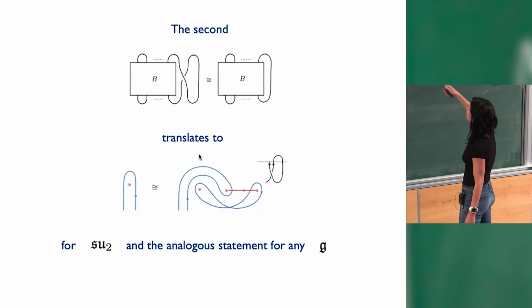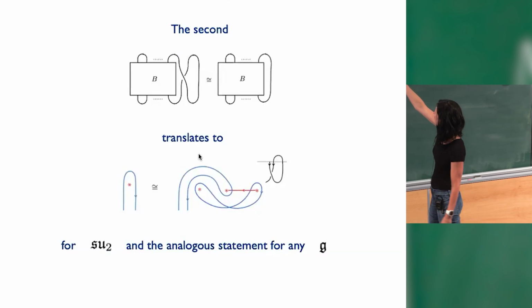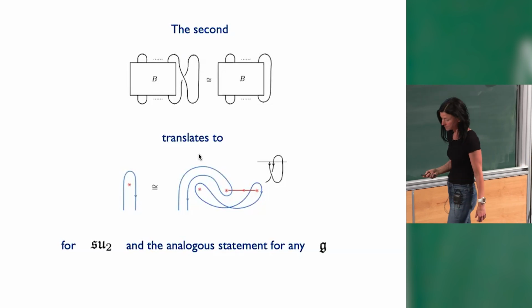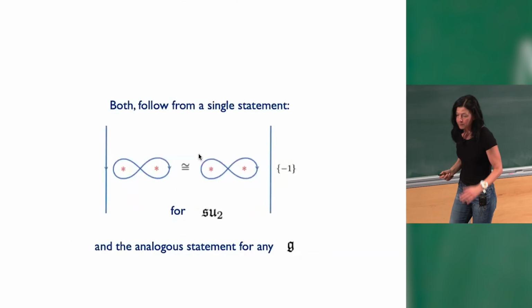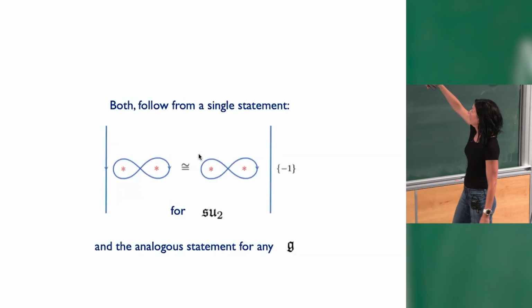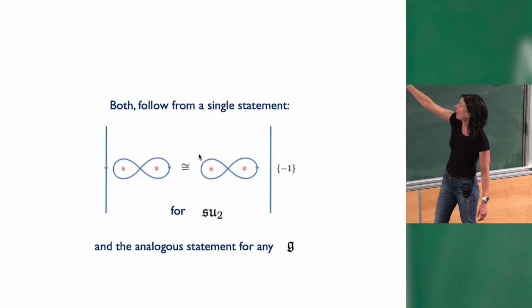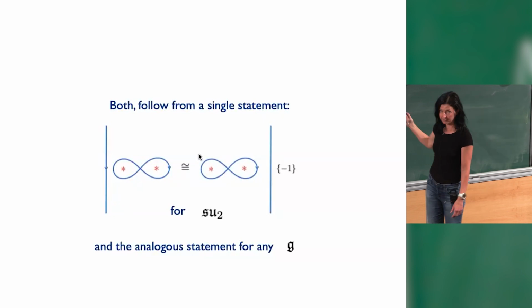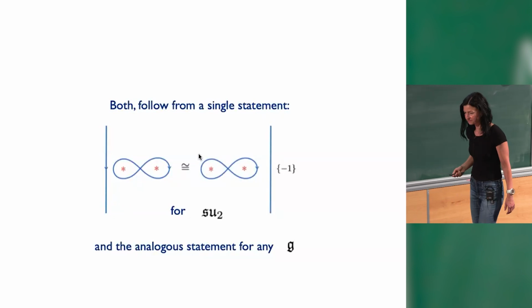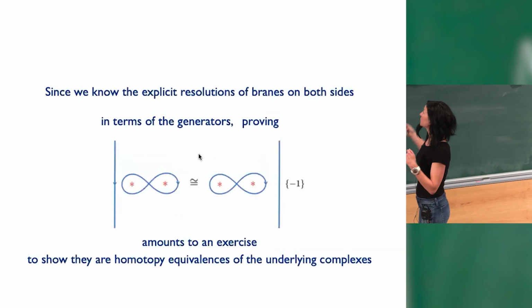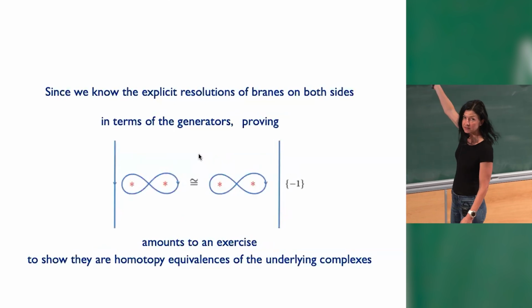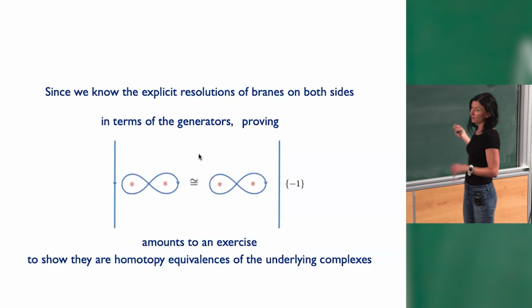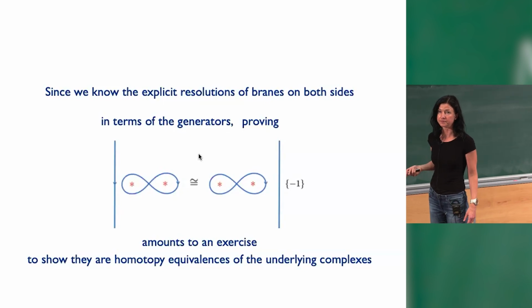The stabilization move translates into equivalence of the left and the right-hand side, and then again there's an analogous statement for any G. Both of those follow from a single slide move that tells you that you can pass T branes through figure-8 branes. Okay. And again, there's an analogous statement for any G. Now, since we know explicit resolutions of branes on both sides in terms of the generators, proving this is just an exercise to show that you have homotopy equivalences of complexes.